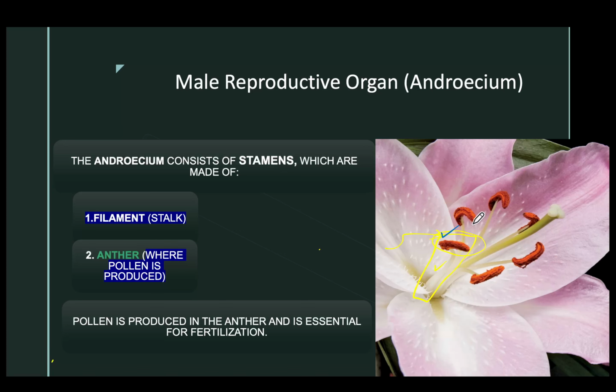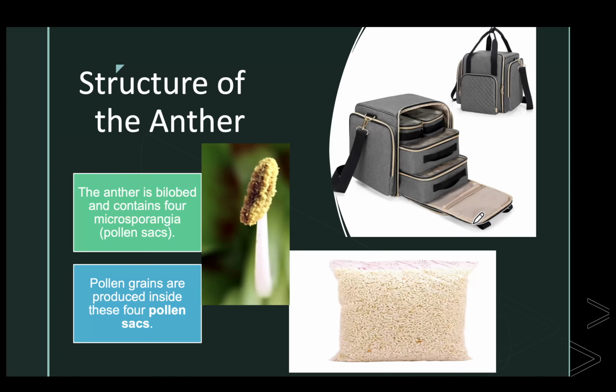Anther is important. Actually all the structures are important, but what exactly is present inside the anther? Yes, pollen grains. Pollen grains are produced inside the anther, which is responsible for sexual reproduction in the flower. Now consider the anther like a bag. Which one is anther? This part is anther, and this long cylinder part is filament.